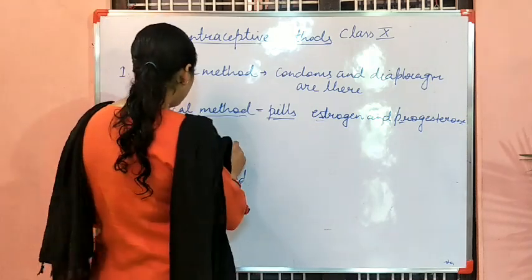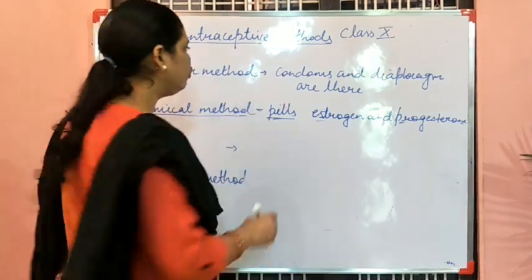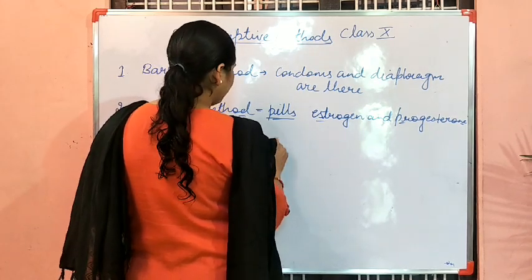Now IUCD, we talk about, the full form is intrauterine contraceptive device.